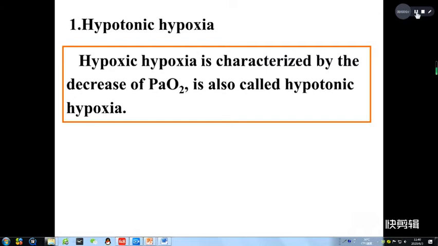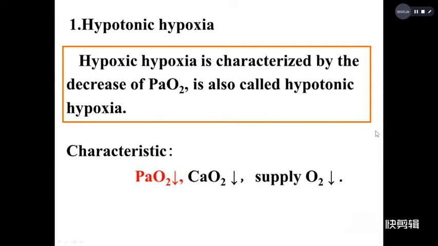Now let's review. What is hypotonic hypoxia? Hypoxic hypoxia is characterized by the decrease of partial pressure of oxygen in artery. It's also called hypotonic hypoxia. It is characterized by a decrease in partial pressure of oxygen in artery.